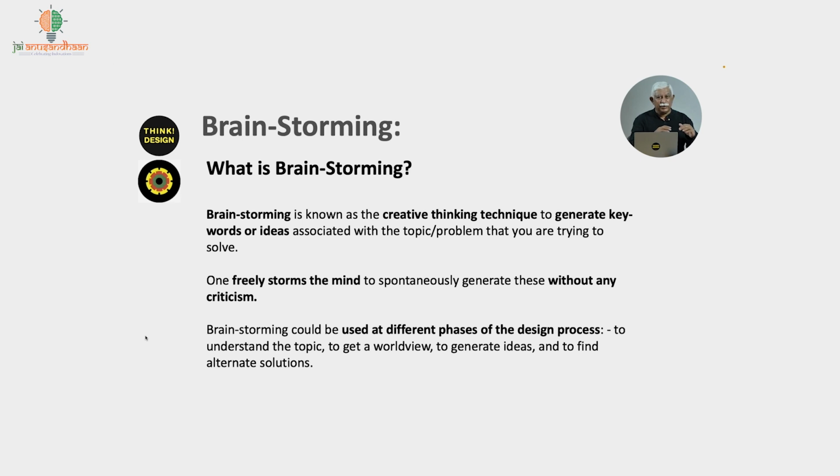And brainstorming can be used at many phases of the design project. In the initial phase, to understand the topic, you can brainstorm on keywords and form a worldview. At the ideation stage, you can brainstorm on generating different ideas and to find alternate solutions. When you're stuck at the end, trying to make it better, you again look for alternatives. Again, you can do brainstorming.